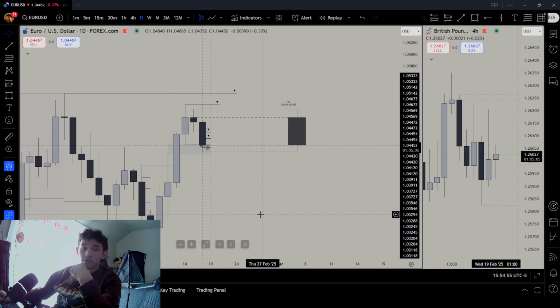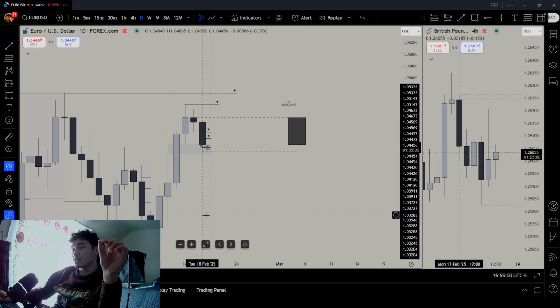This form of drawn liquidity is very important. All of them are very important. Use all of those together. Do not rely on one.